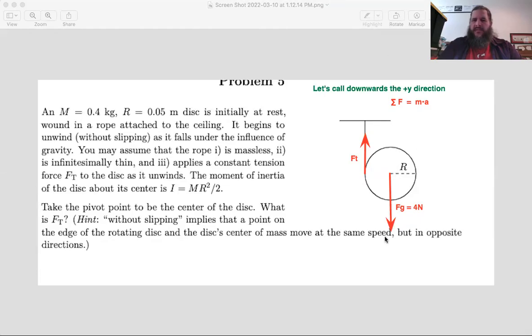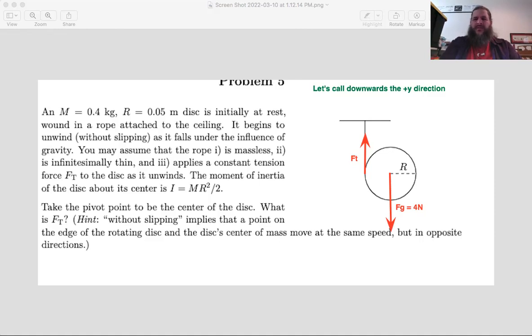So far we have force of gravity is 4 newtons and tension force is unknown. We're calling downwards the y direction just because we know the object is going to be moving downwards and that's the only motion. So we may as well call that positive. In that case, what would the sum of the forces look like if we just add together the forces we've got? What would that have to include? So Fg minus Ft? Yeah.